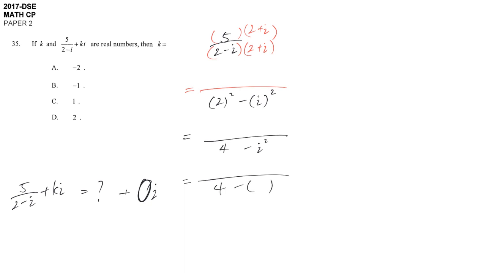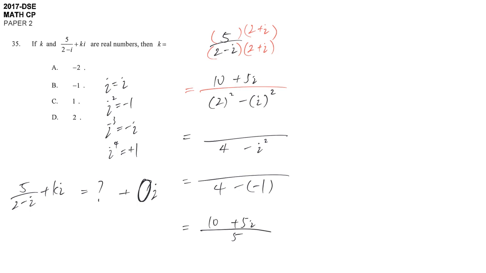i squared means negative 1. i is equal to i, i squared is equal to negative 1, i to the power 3 means negative i, and i to the power 4 gives you back 1, finishing one cycle. So the denominator is 5. The numerator is 10 plus 5i, unchanged basically, 10 plus 5i.